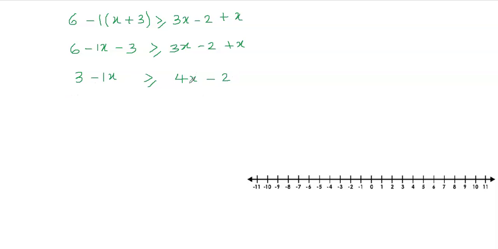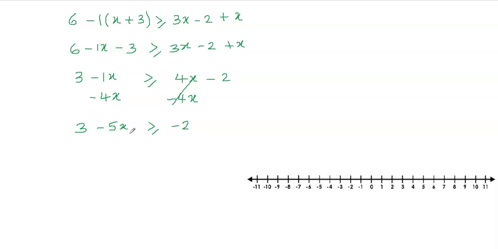Now you see that I have variable terms on both sides of my inequality, -1x on the left hand side and 4x on the right hand side. And I always like to bring my variable term to the left hand side so that I get x by itself on the left hand side. So I'm going to eliminate this 4x from the right hand side. To eliminate 4x, I will just have to subtract 4x from both sides of my inequality. So this will be 3, -1x minus 4x will give me -5x, is greater than or equal to 4x minus 4x will be 0, and I have -2 left on the right hand side.